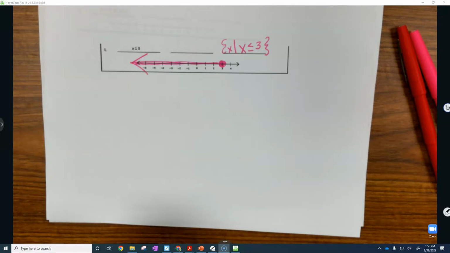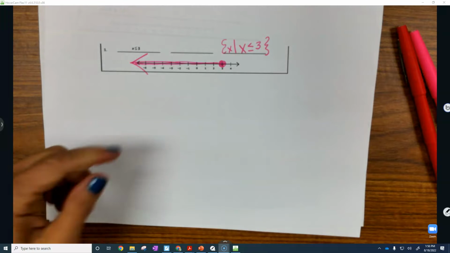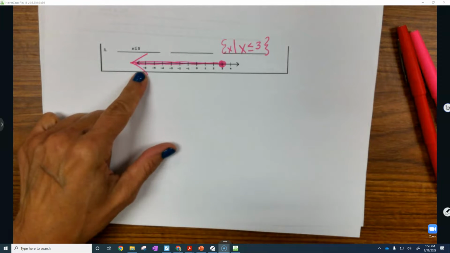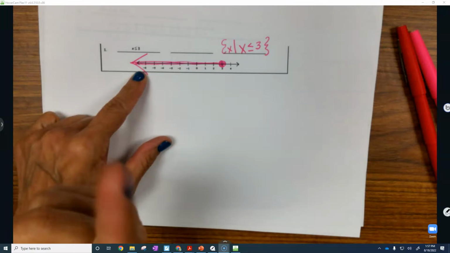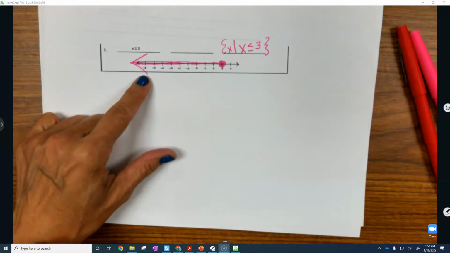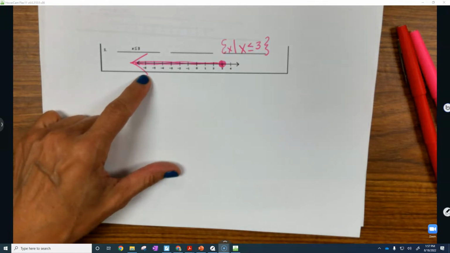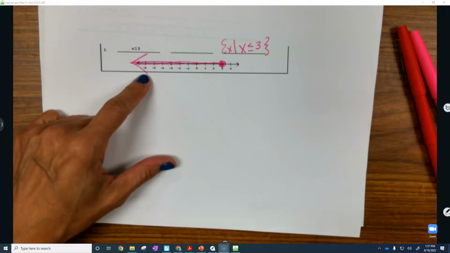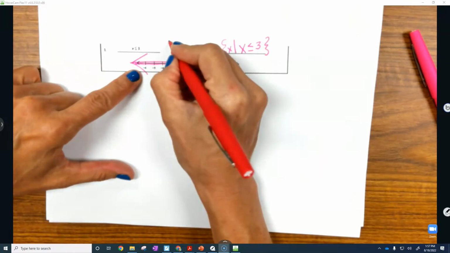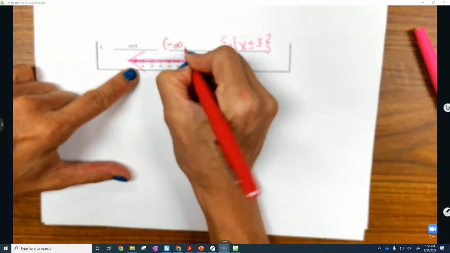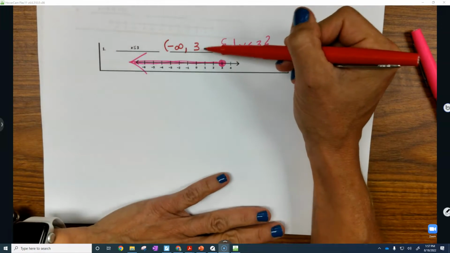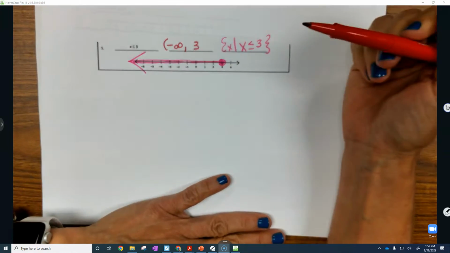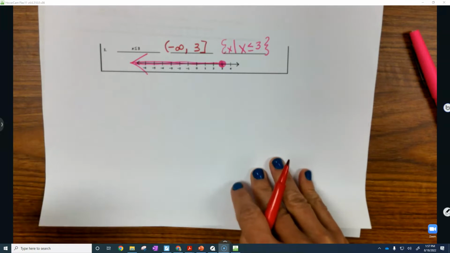All right, so for interval notation, every time an arrow is shaded, you are always going to have an infinity symbol in your answer. We have one arrow shaded, so we're going to have one infinity in our answer. So it is going to be negative infinity to 3. And then how do I wrap this up? What symbol do I draw right there? Yeah, good job. That's right.